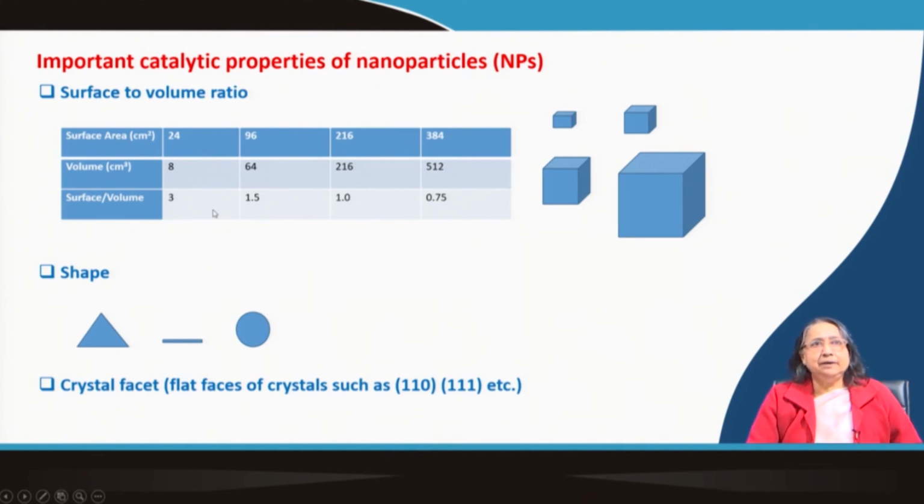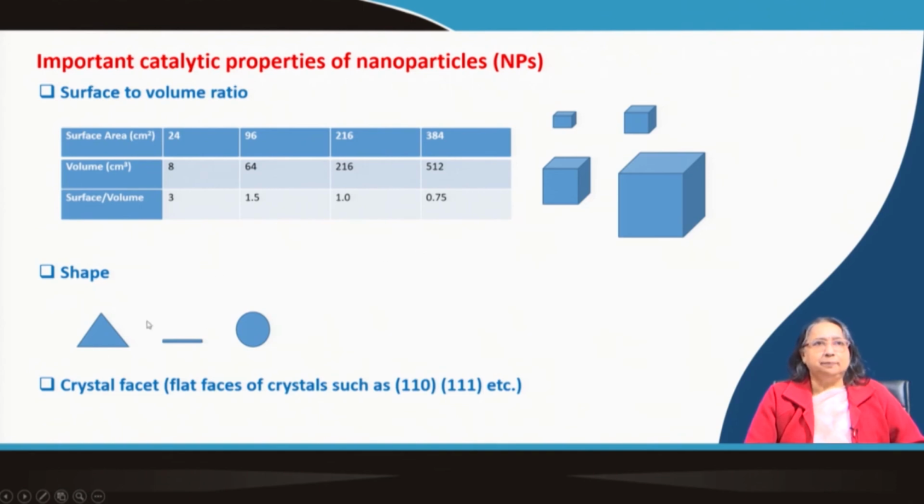You can see that as the size is increasing, the surface to volume ratio is decreasing. This is a very important term for the catalytic property. When the surface to volume ratio is high, the catalyst will be better. It will have better catalytic properties. So, smaller particles are better catalysts, like this one is a better catalyst than this one. If it is the same material and only the size is varying, then this is a better catalyst than this one.